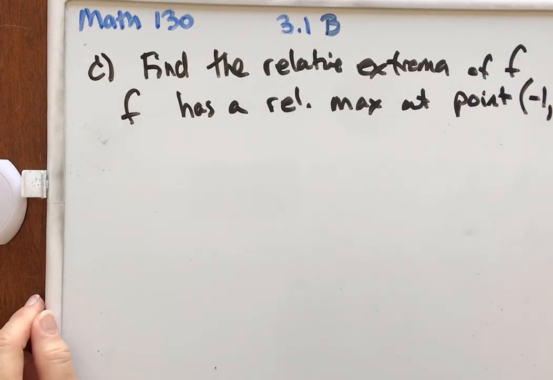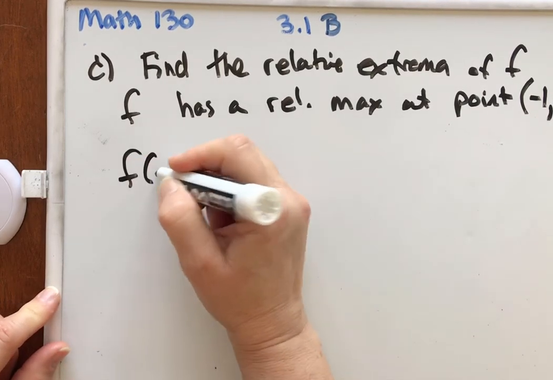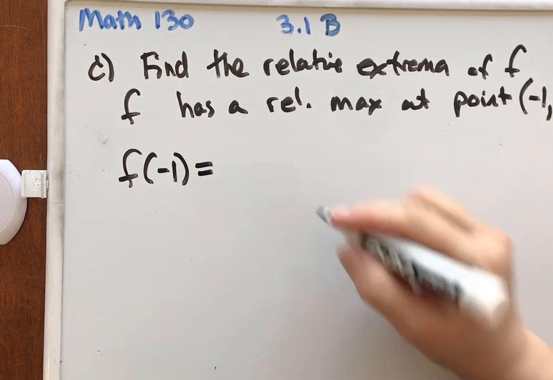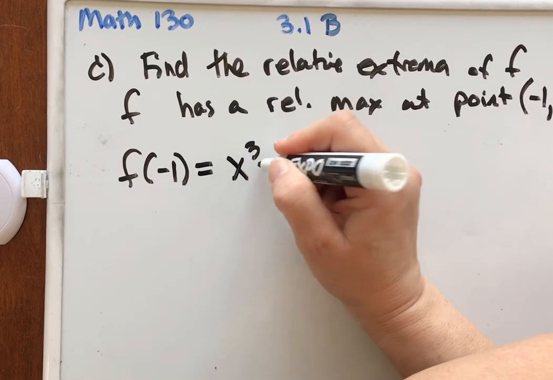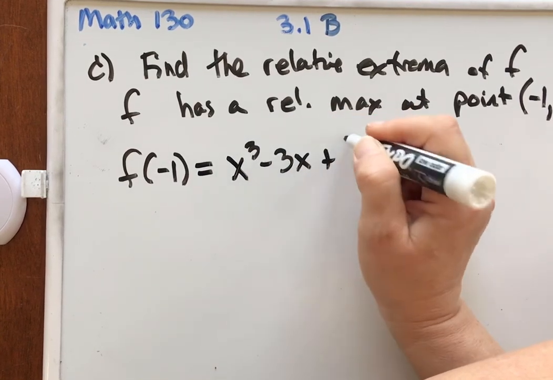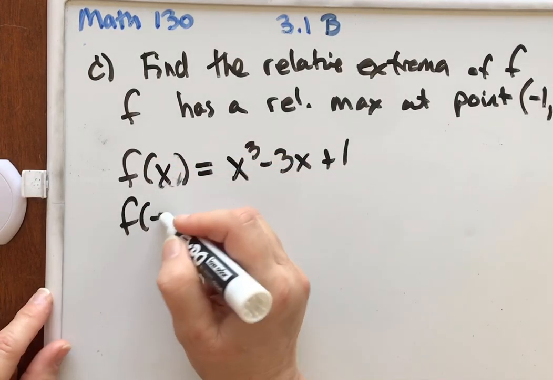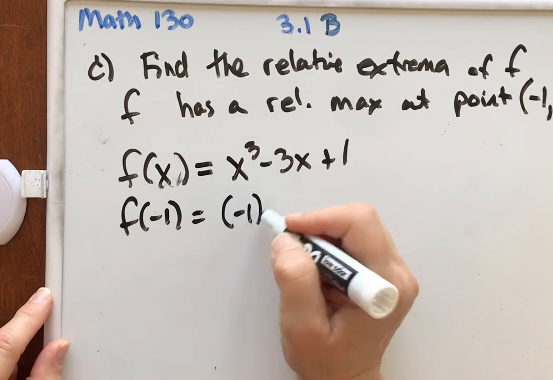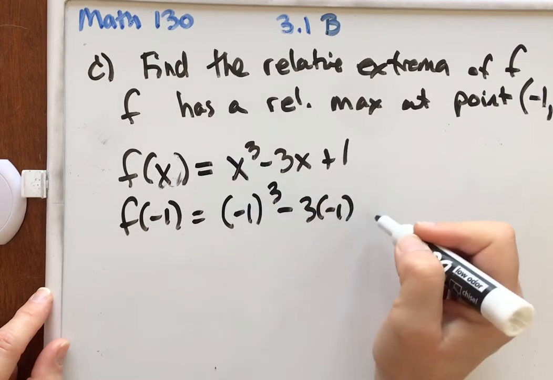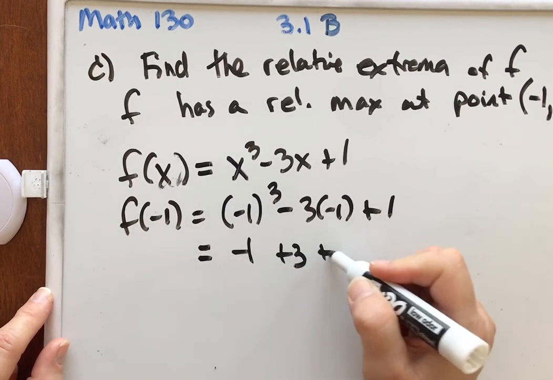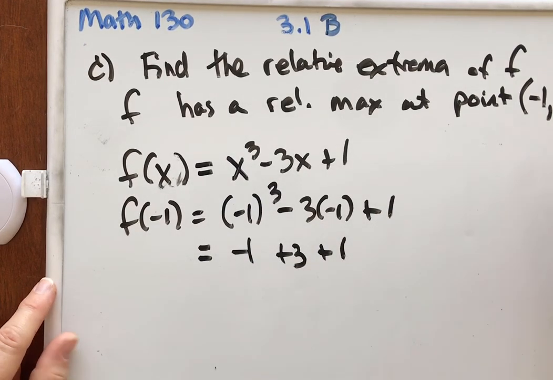How could we find that? Well, we just plug it into our original equation. And our original equation was x cubed minus 3x plus 1. That's our original equation. So let's put a -1 in there. -1 cubed minus 3 times -1 plus 1, which is -1 plus 3 plus 1, which equals 3.